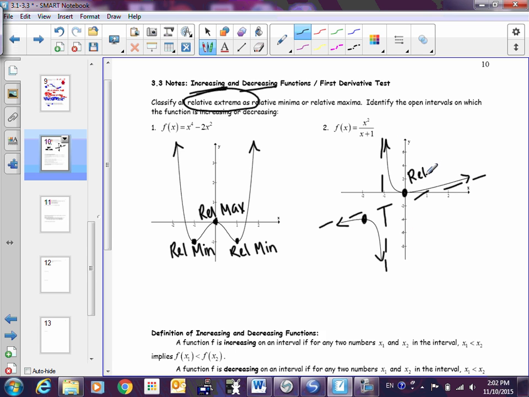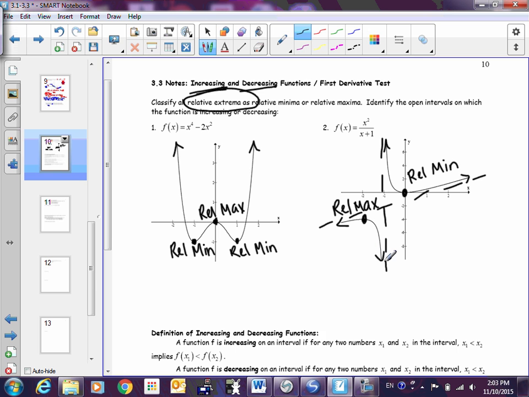So we have a relative max, or sorry, nope. Now it's going to be tough to erase. Here we go. This does not want to work with me today. So we have a relative min, and then over here we have a relative max.